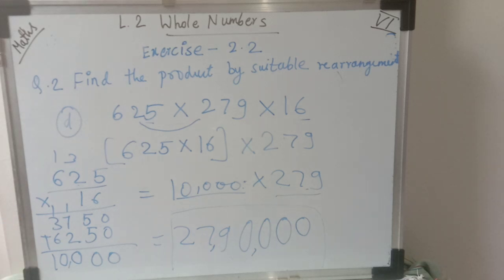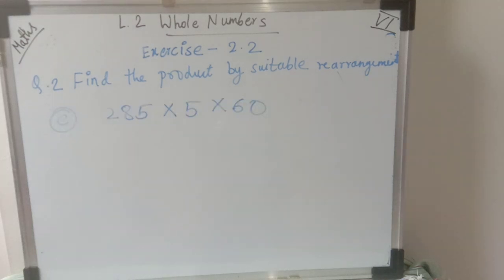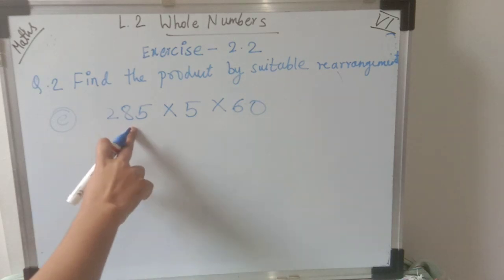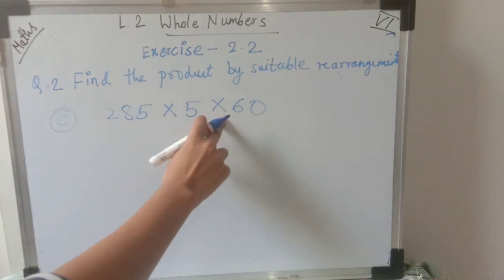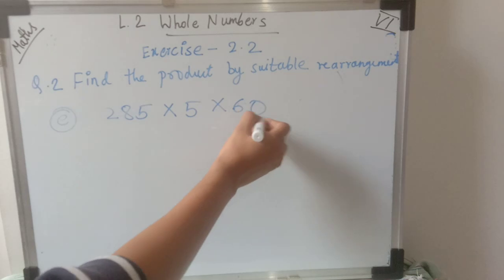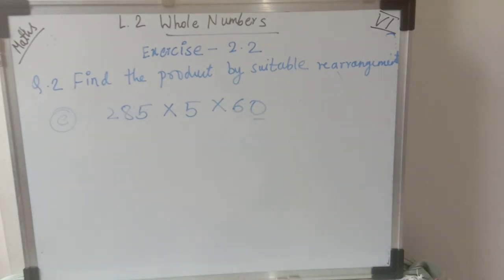Now let's see the next example, E1. Now the E question is 285 multiplied by 5 multiplied by 60. Now 60 is there, already 0 is there. It means what? You can multiply this number or this number. Your answer, means the last place of your answer, will be 0.